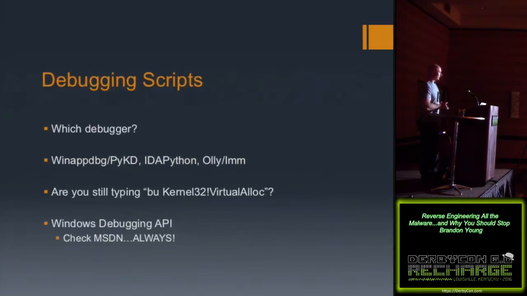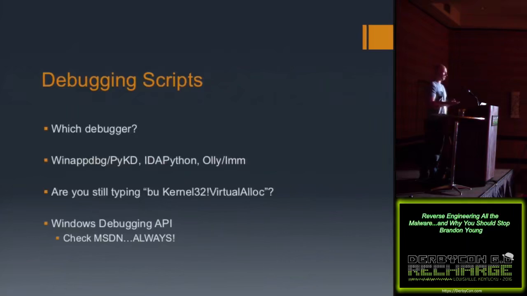There are a lot of different debuggers you can use. I prefer WinDbg, however you want to say it. You can use WinAppDbg or PyKD and IDA Python, Immunity. They both have their own Python implementations. There's a lot of different ways you can speed up debugging with scripts. If you're still doing bu kernel32!VirtualAlloc every time you're in WinDbg, you're really slowing yourself down.